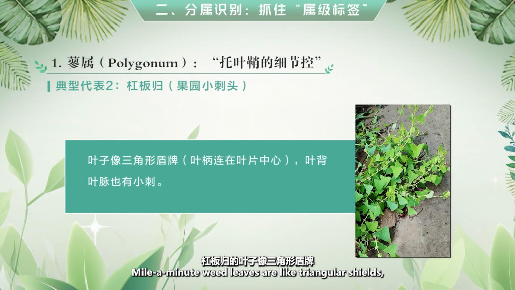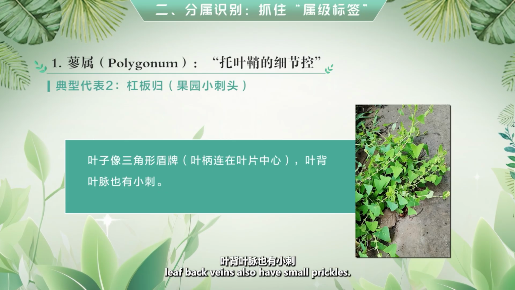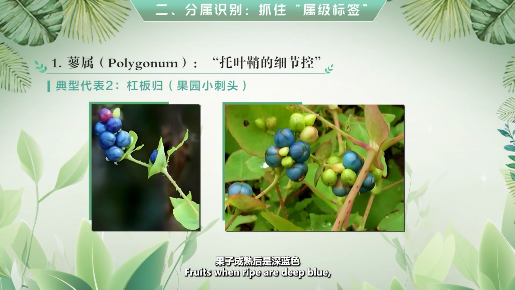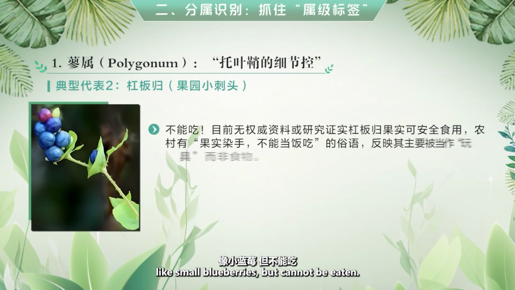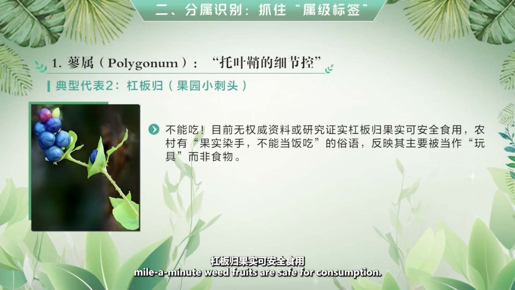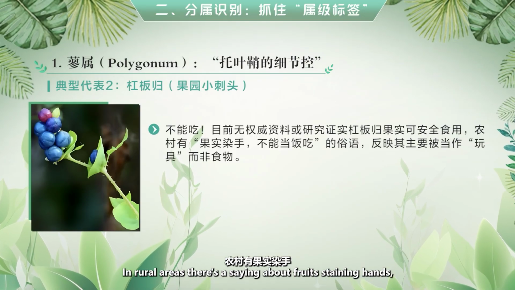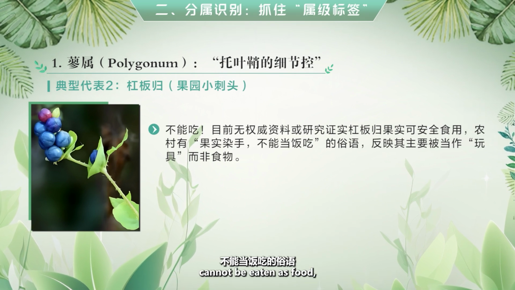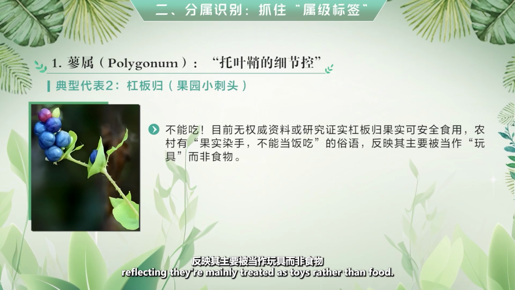Mile a minute weed leaves are like triangular shields, petiole attached to leaf center. Leaf back veins also have small prickles. Fruits, when ripe, are deep blue like small blueberries, but cannot be eaten. Currently, little authoritative data or research confirms mile a minute weed fruits are safe for consumption. In rural areas, there's a saying about the fruits, staining hands, cannot be eaten as food, reflecting they are mainly treated as toys rather than food.